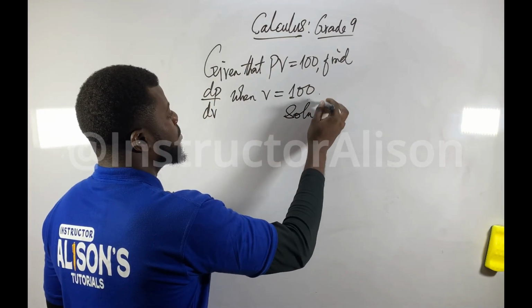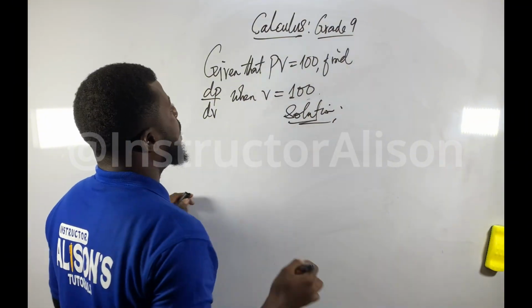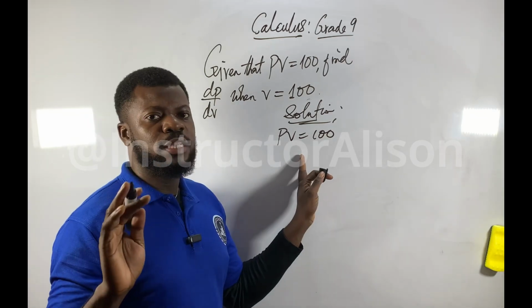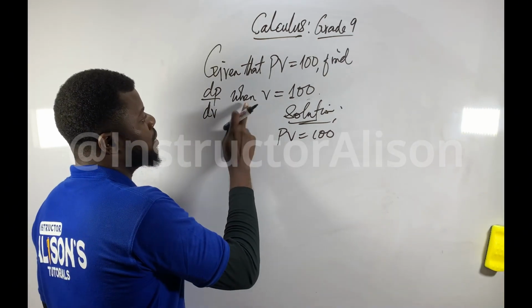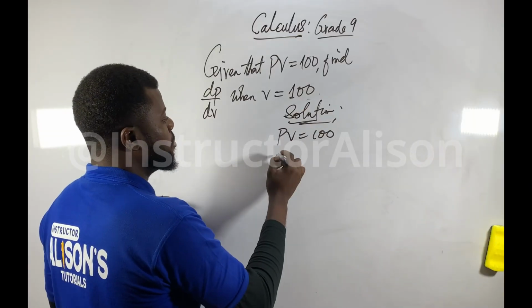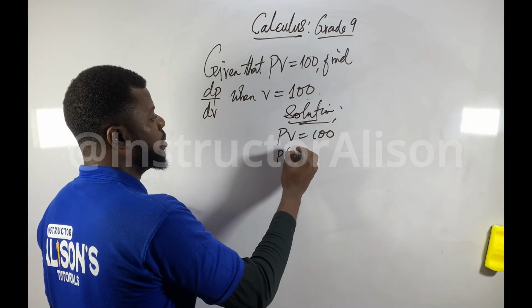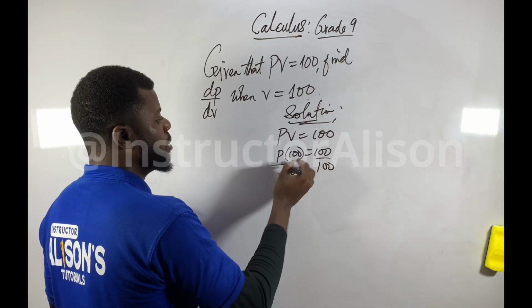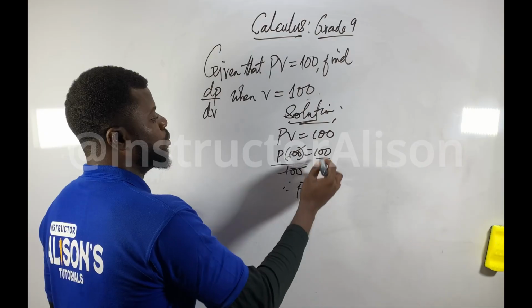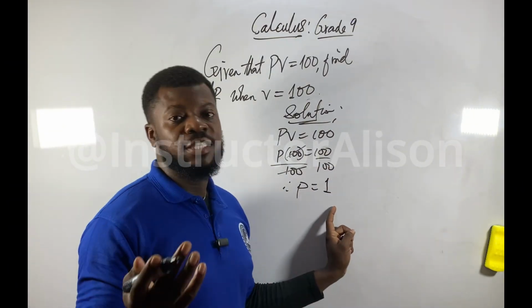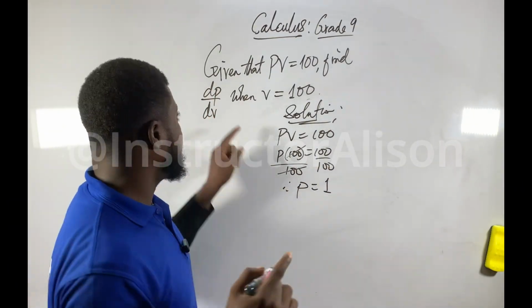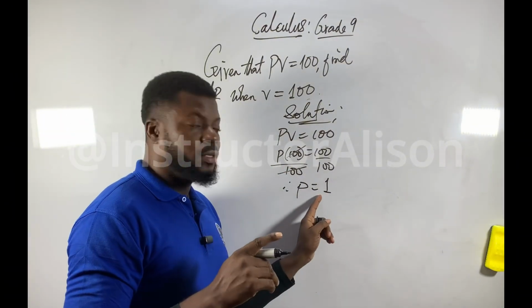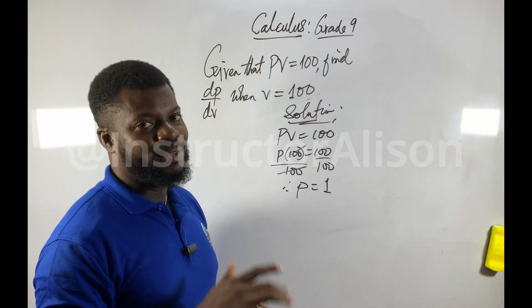The first thing we do: they give you PV equals 100, and that is the information you start with. Some students will rush, since they say V is equal to 100, to plug in 100 anywhere they see V, giving P times 100 equals 100. Then divide both sides by 100. Therefore, P will be equal to 100 divided by 100, which is 1. But what did you achieve? They don't say find P. They say find dP over dV. So that is wrong, and you will even see this answer among the options. So don't do it like that.